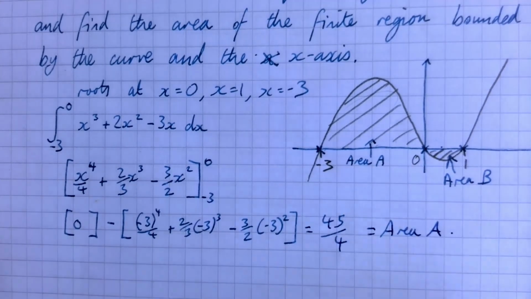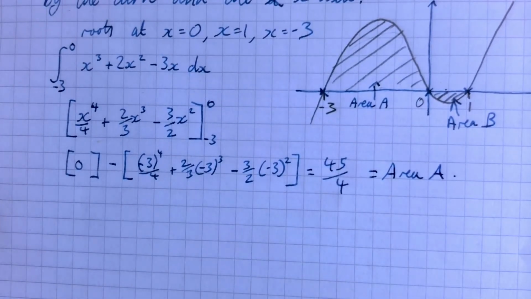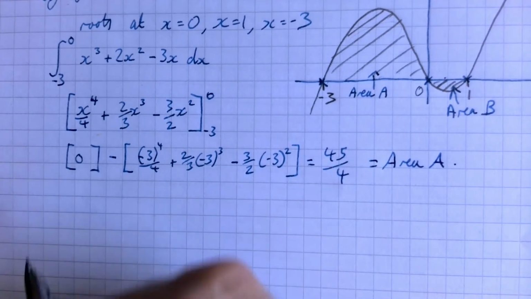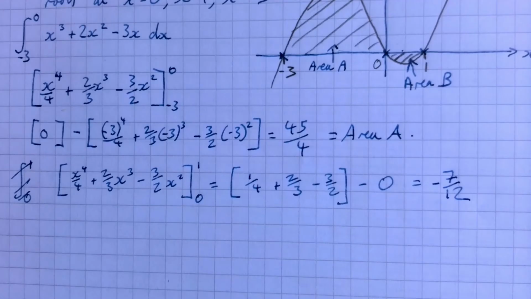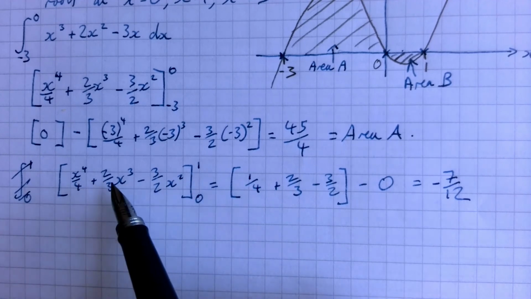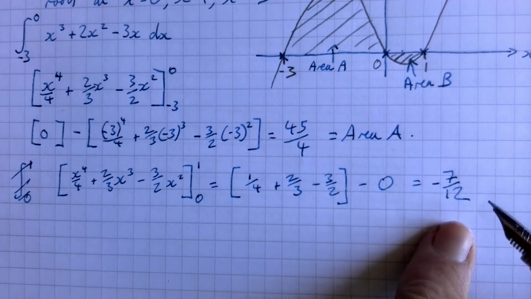So then for area B, you need to do the same thing between 1 and 0. Have a little go at that, pause it, and then we'll see if you agree with me. So that should have given you -7/12. If we put 1 in for all of those, it's very simple, isn't it? All the powers disappear in effect and you just get those fractions. Add them together gives you -7/12. A 0 gives you nothing. So area under there, -7/12.